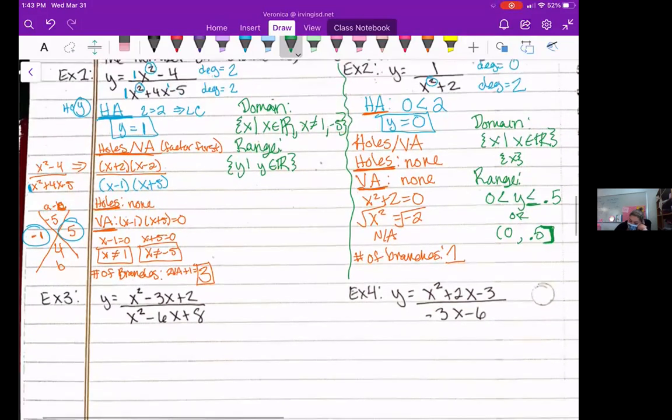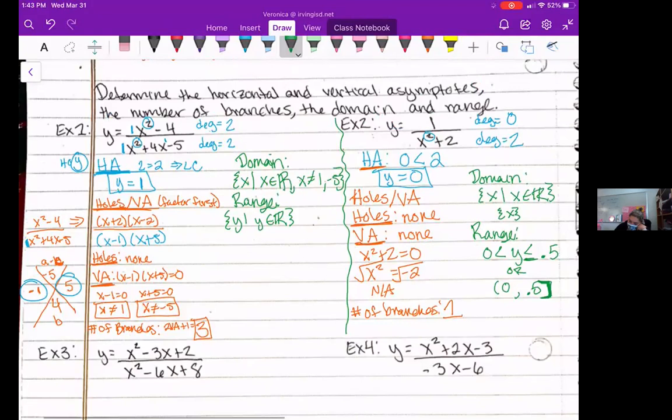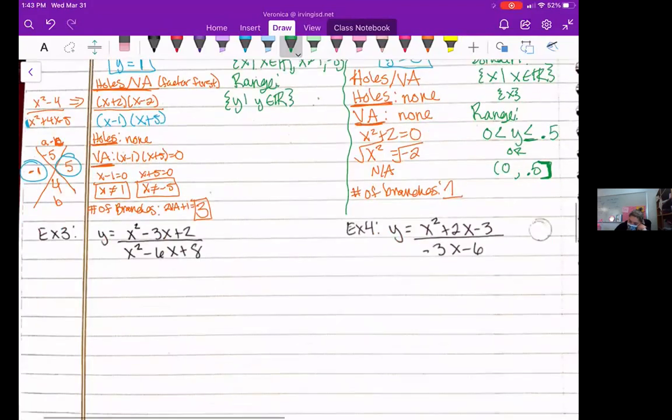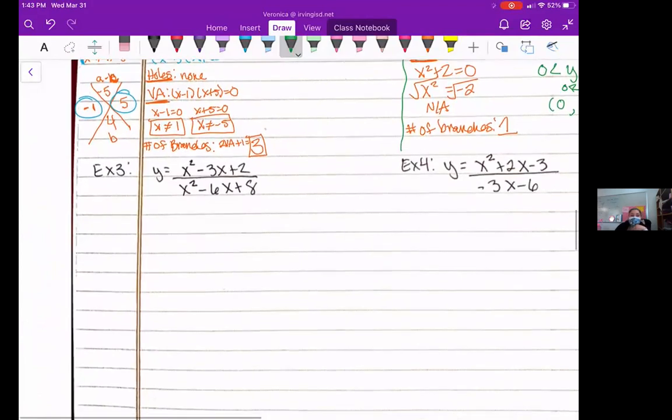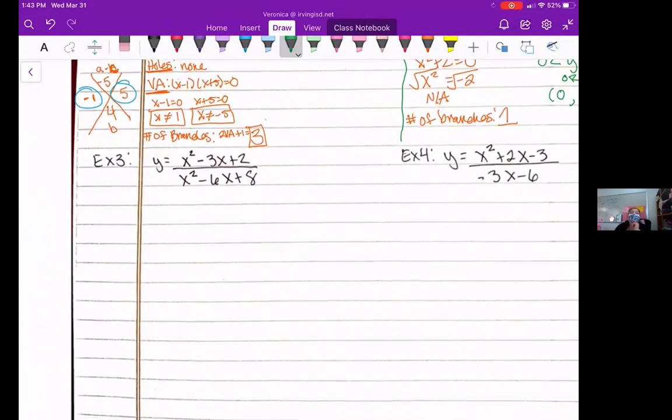Okay, example 3. What would my horizontal asymptote be? How do I find that? We've done a few examples. So to find horizontal asymptotes, what do I need to do?